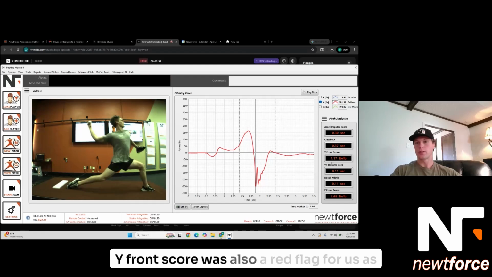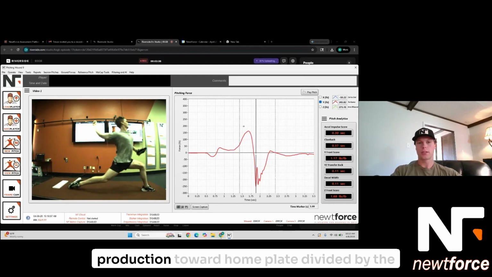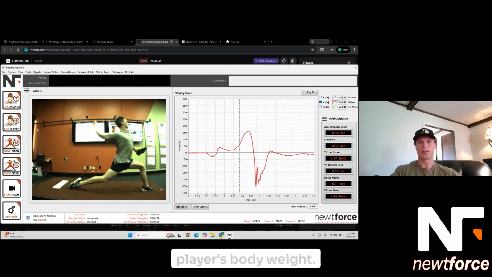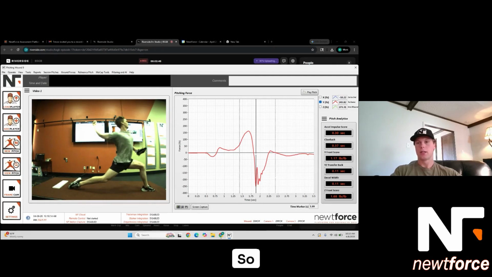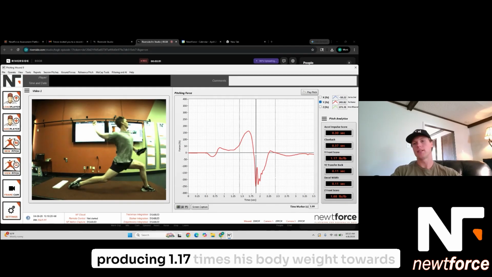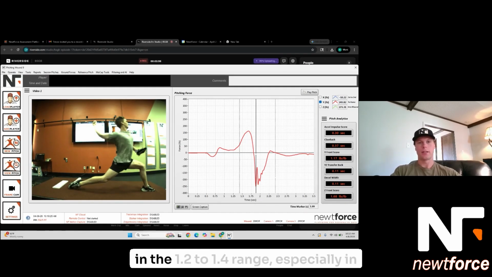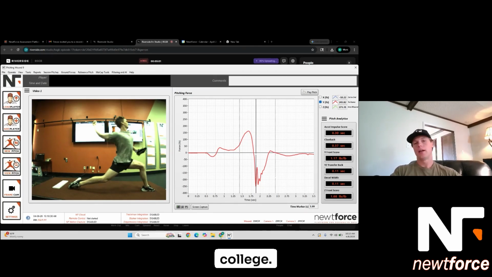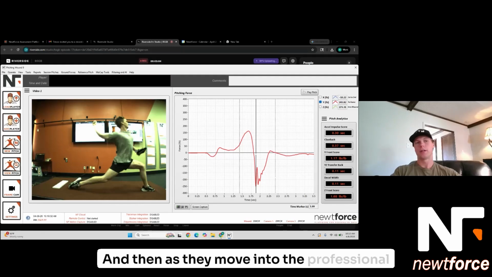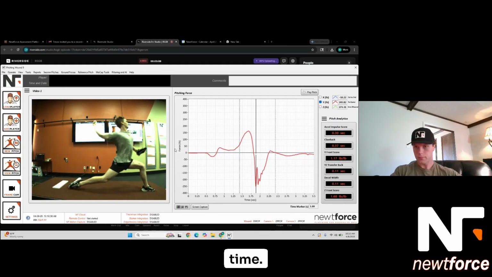Y front score was also a red flag for us as well. Y front score is just peak force production toward home plate divided by the player's body weight. This athlete is pretty large. So a 1.17 Y front score would mean that he's producing 1.17 times his body weight towards home plate. For most of our athletes, we like that to be in the 1.2 to 1.4 range, especially in college. And then as they move into the professional ranges, it'll be closer to 1.5 a lot of the time.